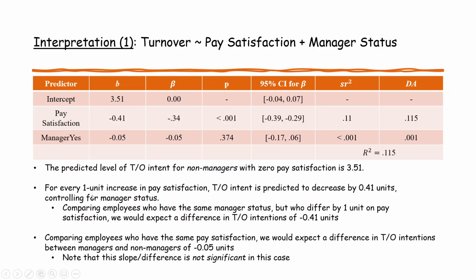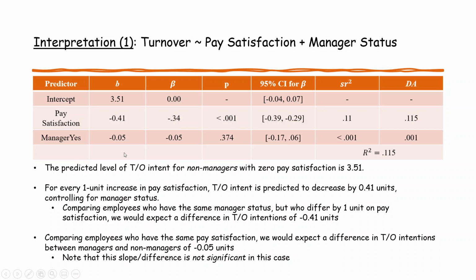And then for the slopes, for every 1 unit increase in pay satisfaction, turnover intention is predicted to decrease by 0.41 units, controlling for manager status. Another way of saying this that I like a little better is if we compare employees who have the same manager status but who differ by 1 unit on pay satisfaction, we would expect a difference in turnover intentions of 0.41 units. So whatever your categorical variable is, the slope of your other continuous variable is going to be interpreted as, for every 1 unit increase in this continuous predictor, your outcome measure is predicted to decrease by 0.41 units, controlling for your categorical variable level.